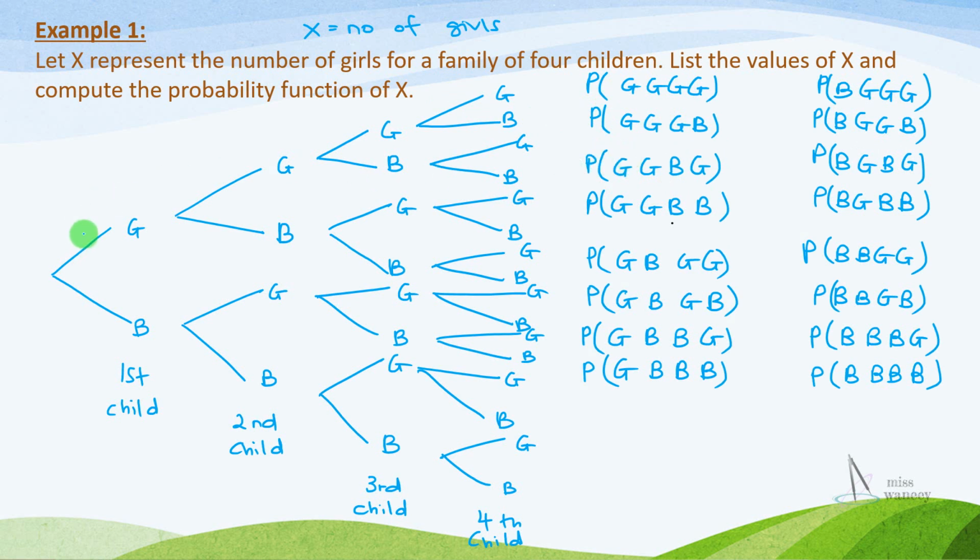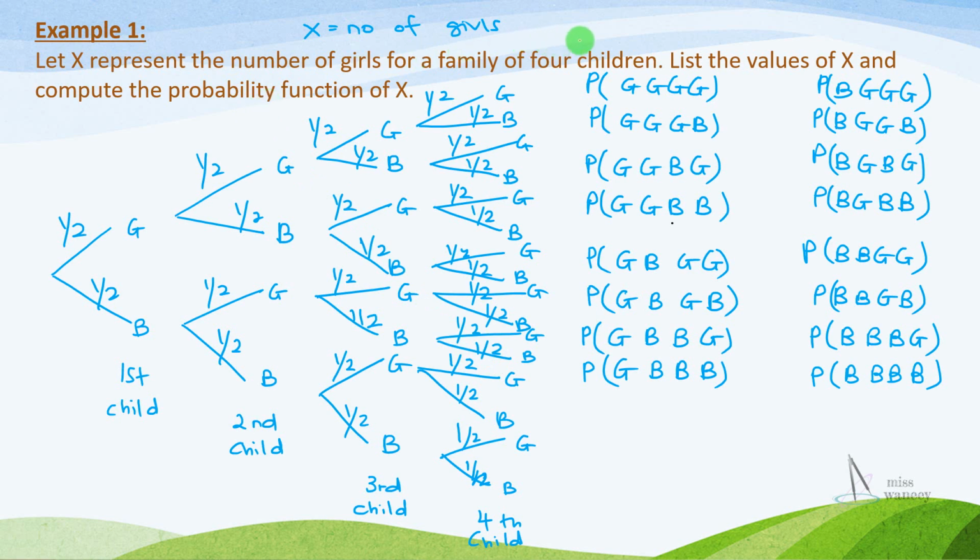Okay, so let us write down the probability for G and B. The probability to get a girl and a boy is fair, so this is 1/2, and this is also 1/2. So for each of them, this is simply 1/2.